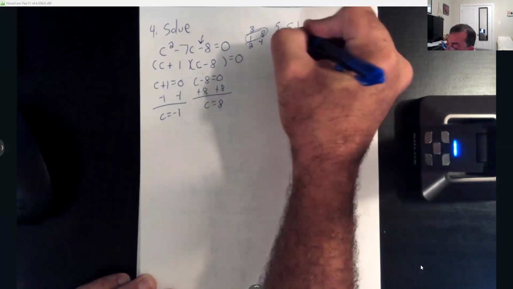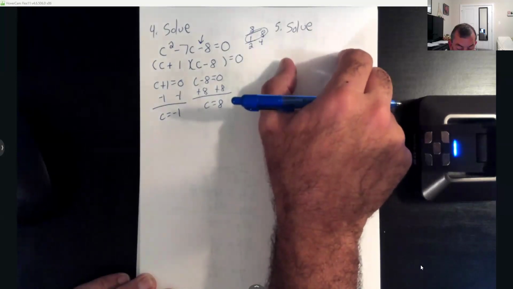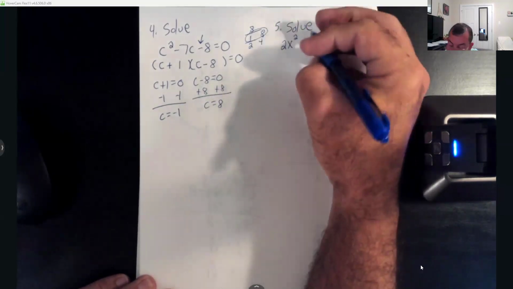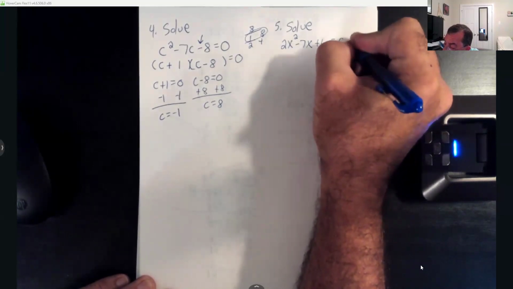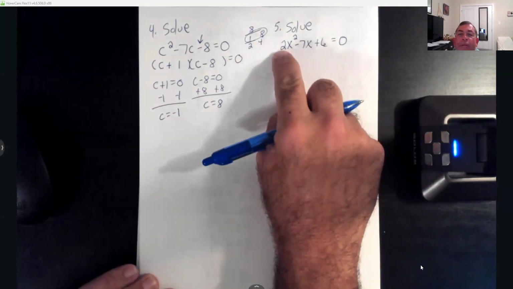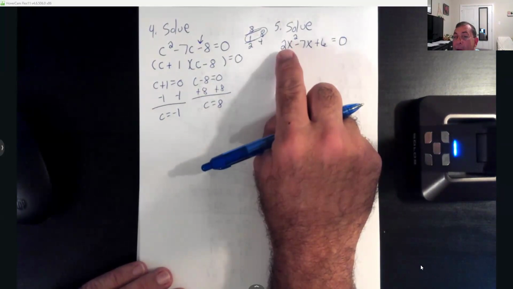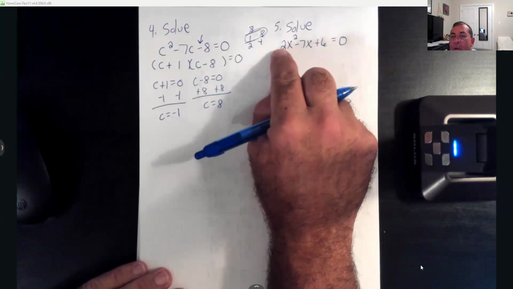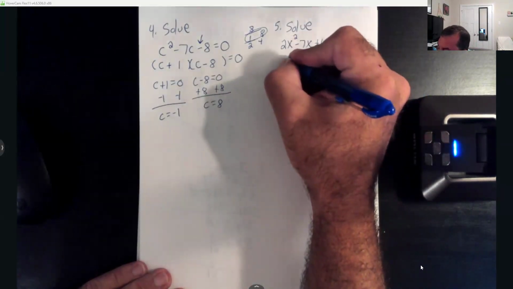Now this last one, I probably will graph this one to solve it, because it's got a number in the front. 2x squared minus 7x plus 6 equal to 0. Since there's a number in front, these ones are pretty much easier to solve by graphing. But you're going to have to do the little trick since you got that 2 in front, okay? So remember, when I graph this, since I got a 2 in the front, I'm going to go to the table.